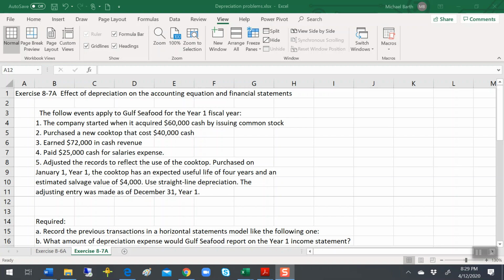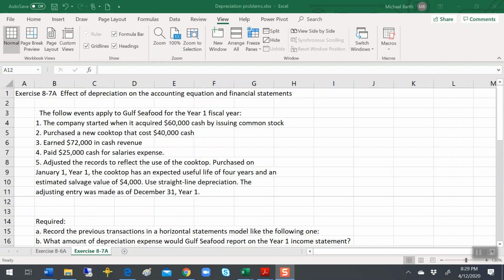All right, this is exercise 8-7A, and we're talking about just recording depreciation expenses. The Gulf Seafood, in its first fiscal year, started up by taking $60,000 cash from an investor and issuing common stock. Then they purchased a new cooktop that cost $40,000 in cash. They earned $72,000 in cash revenue. They paid $25,000 cash for salary expenses, and then they made an adjustment for depreciation for the year.